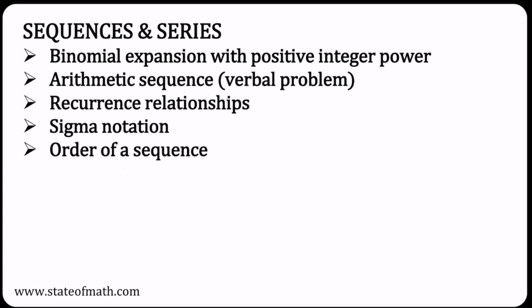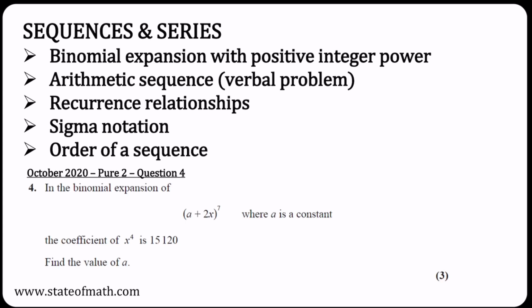And we could be asked something on recurrence relationship, sigma notation, order of a sequence. These last three subtopics can be combined into a single question. Now, binomial expansion with a positive integer power appeared in October 2020. So it was to the power of 7, and you had to determine the value of a.